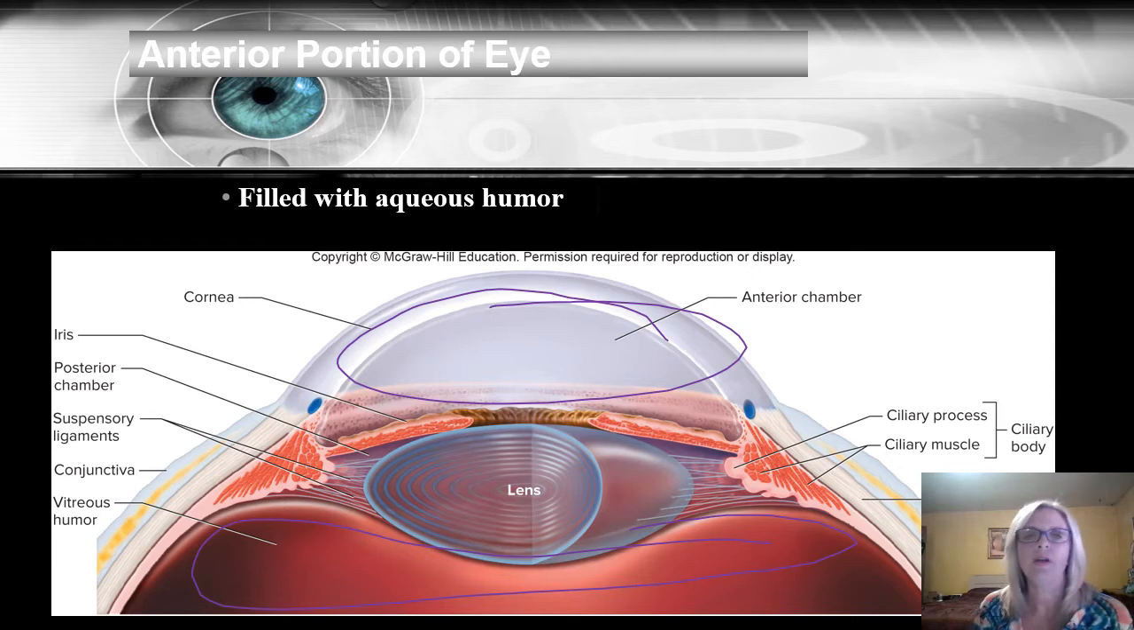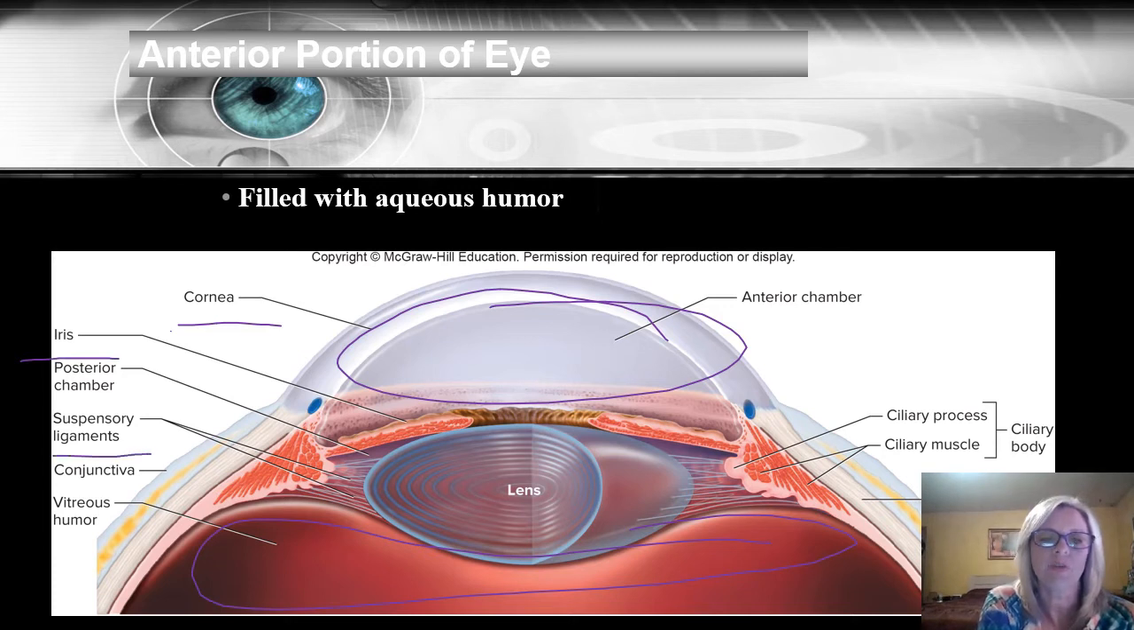You can see here the cornea and the anterior chamber. We have the iris of the eye, the suspensory ligaments. You can see the conjunctiva, ciliary processes and ciliary muscles here, which form the ciliary body. And then this here is the sclera. And of course, you can see the lens very well here.